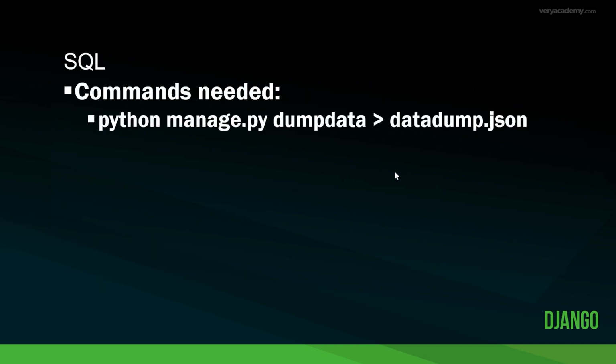So our first task then is to create a backup of the existing database. We can do that by typing in python manage.py dumpdata, the right chevron, and then datadump.json. So here we're going to make a backup of the database. We're going to call it datadump.json. And that's then going to appear inside of our actual application folder.